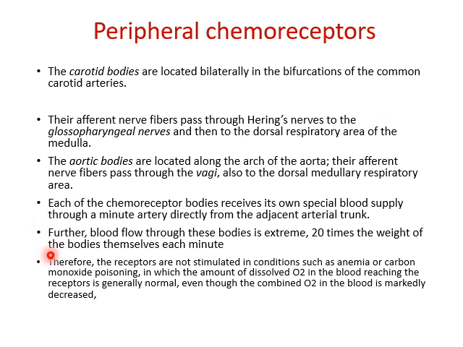And that's why, even in conditions where the O2 content, or the amount of O2 being delivered to these receptors, is getting low, in cases like anemia or carbon monoxide poisoning, the amount of O2 in a dissolved state reaching these receptors is generally normal, even though the combined O2 in the blood is markedly depressed. So because of their high blood flow, even a decline in the O2 content is not going to affect their function. And that's good, because if their function were impaired by a decline in the O2 content, we would be in trouble, because these receptors would not be able to respond.